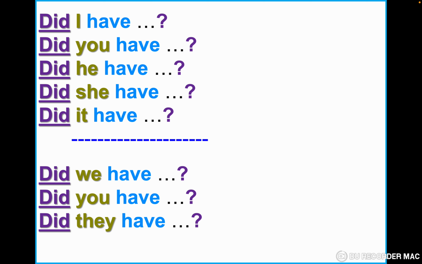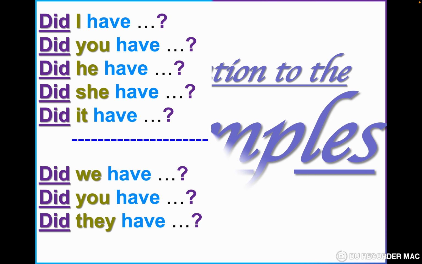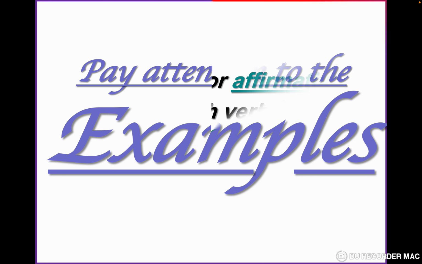But I should tell you that have has many meanings. So if I say I have a car, it means I possess a car, I own a car. But if I say I have breakfast, it means I eat breakfast. If I say I had a good time, it means I spent a good time. So in this lesson, we are going to see many meanings of the verb have. Let's see. Pay attention to the examples.